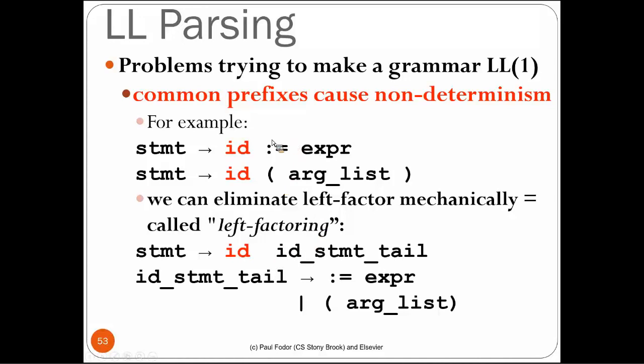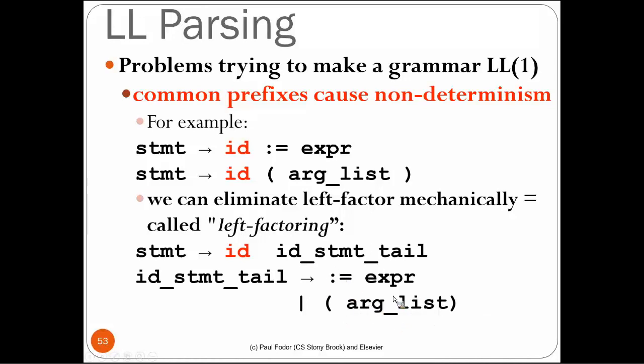But we can eliminate these common prefixes using left factoring, which basically says we can add another non-terminal for the next. Basically, we can parse in one production rule all of the prefix, like for instance, a statement is an ID, followed by a new non-terminal, let's call it ID statement tail, and the ID statement tail is either an assignment statement or basically the arguments of a method invocation.